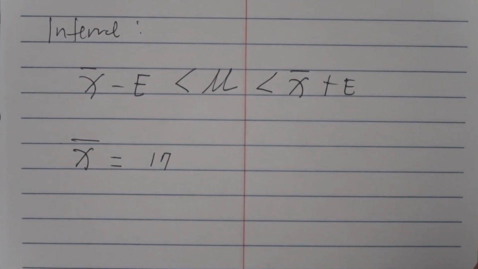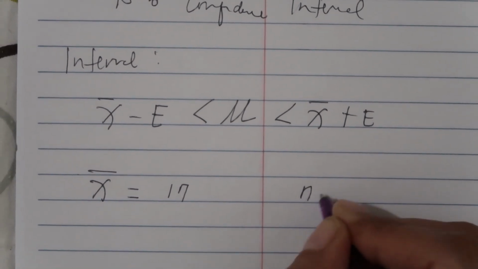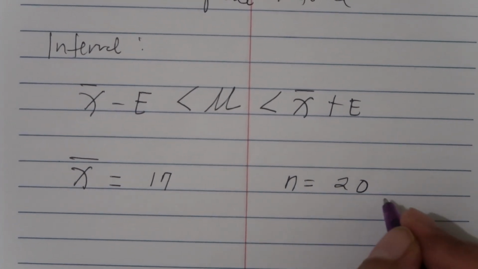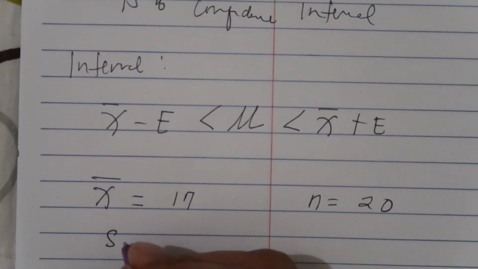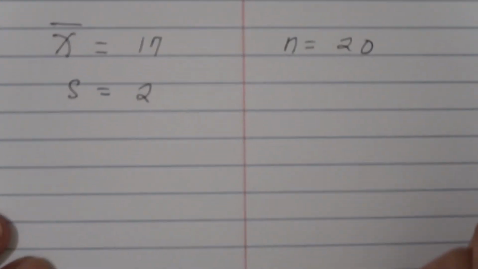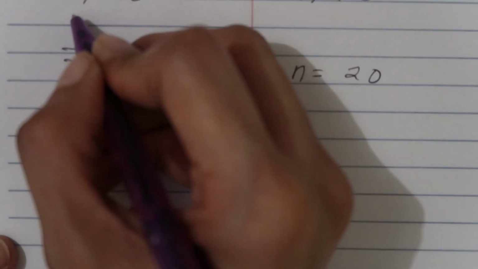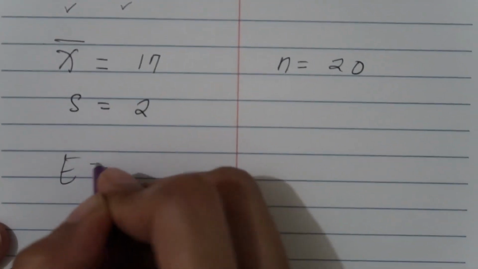Okay. The mean age of 20 volunteers is 17. Your sample is 20. The mean age of 20 volunteers, so that's your sample. Okay. And then the standard deviation is 2 years. So what is unknown? We already have the sample mean. The unknown is E, the margin of error.